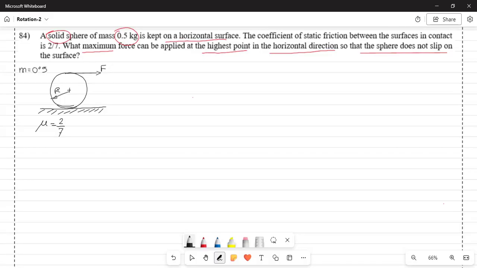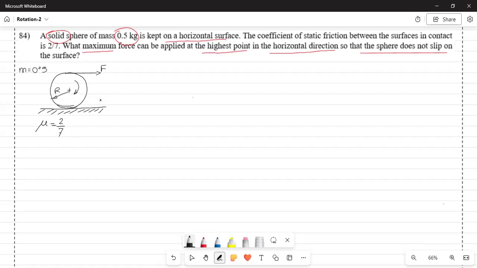Now look at the problem. If we apply the force F gently, mind it, I said gently, then it will start rolling like this. But obviously, if the force is too high, then it will roll as well as it will start slipping. That is very obvious. Now the question is, given a value of mu of 2 by 7, what is the maximum value of this force?